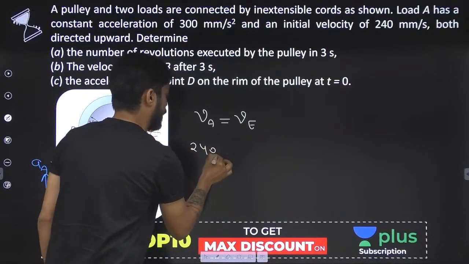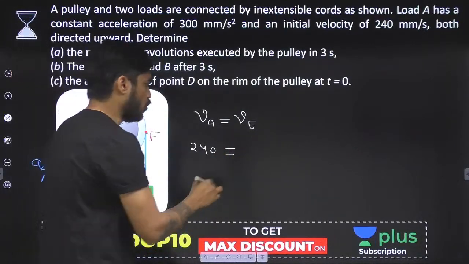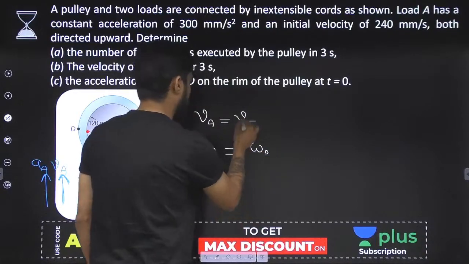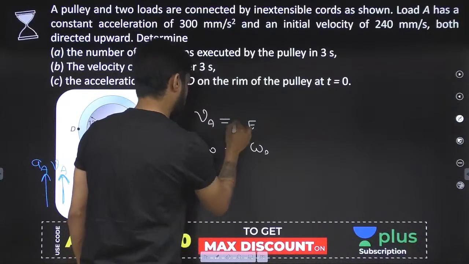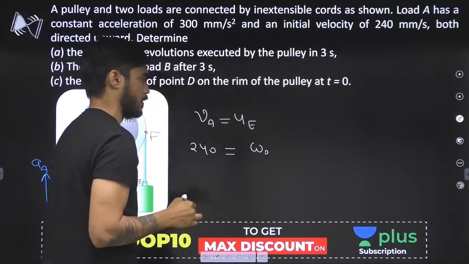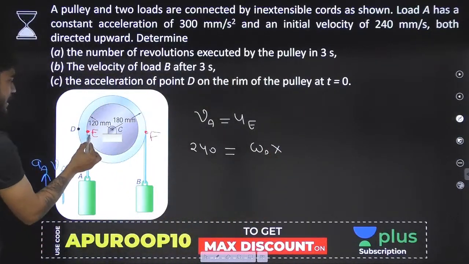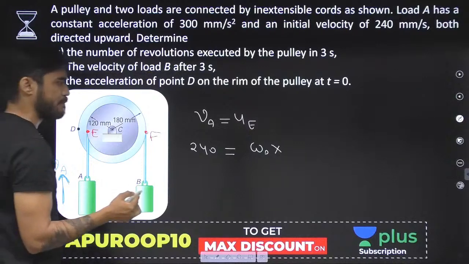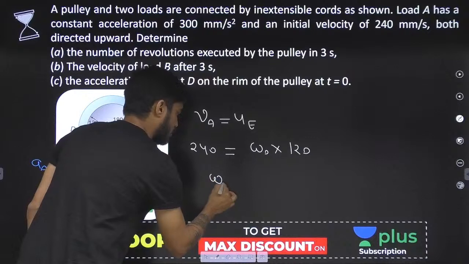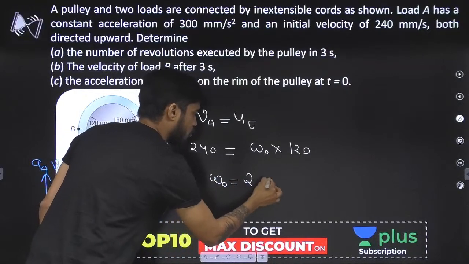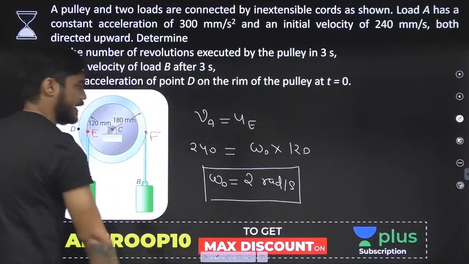Now the velocity of A is 240 mm per second. And the velocity of E will be omega naught, because this is the initial velocity. Let me write it as u_E because it is initial velocity. So omega naught multiplied by r. For E, what will r be? 120 mm. This is in mm per second, so this will also be in mm. So omega naught will be 2 radian per second.